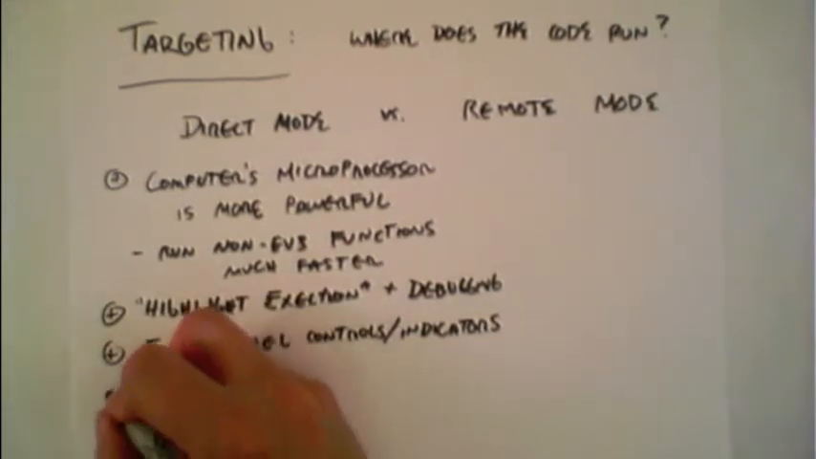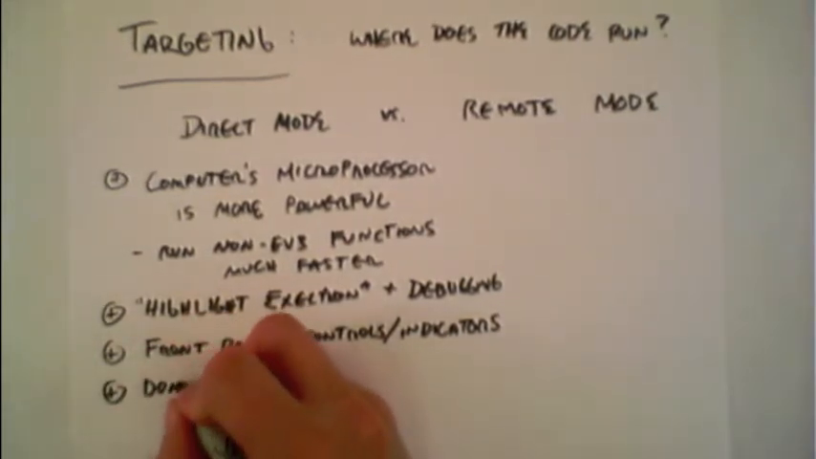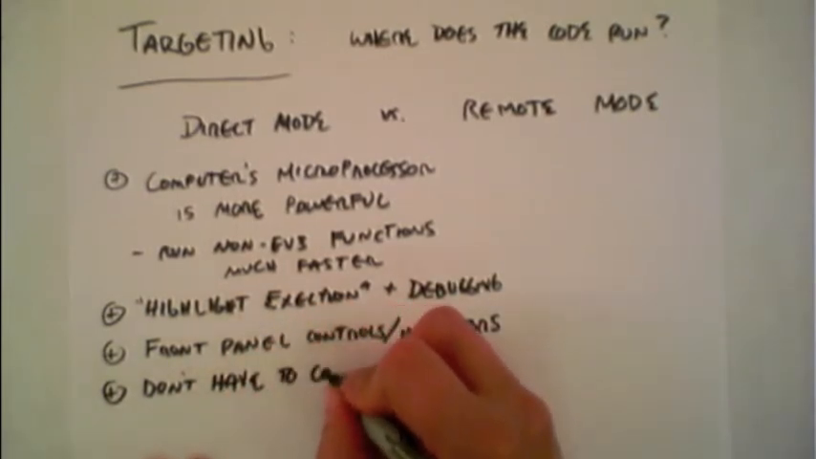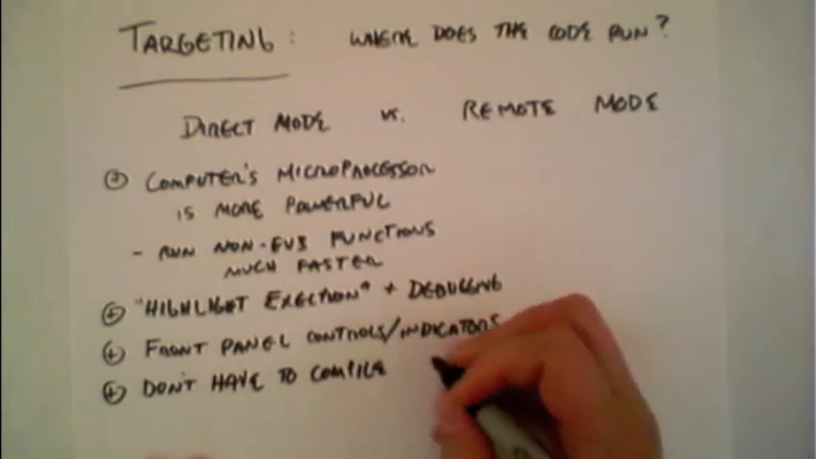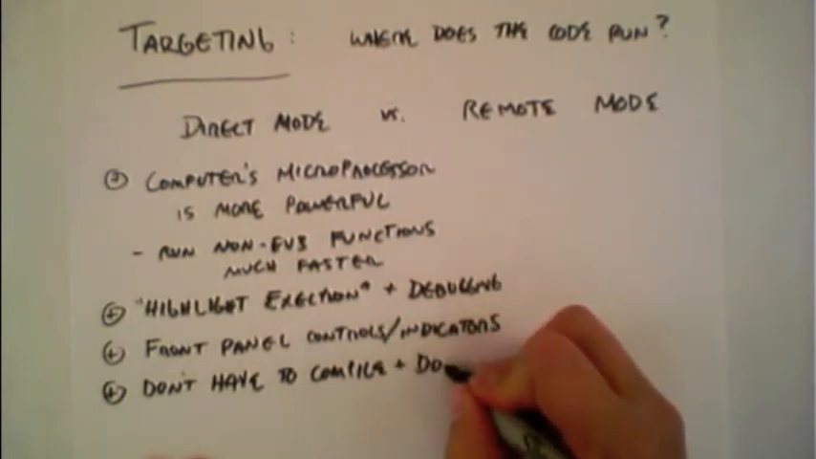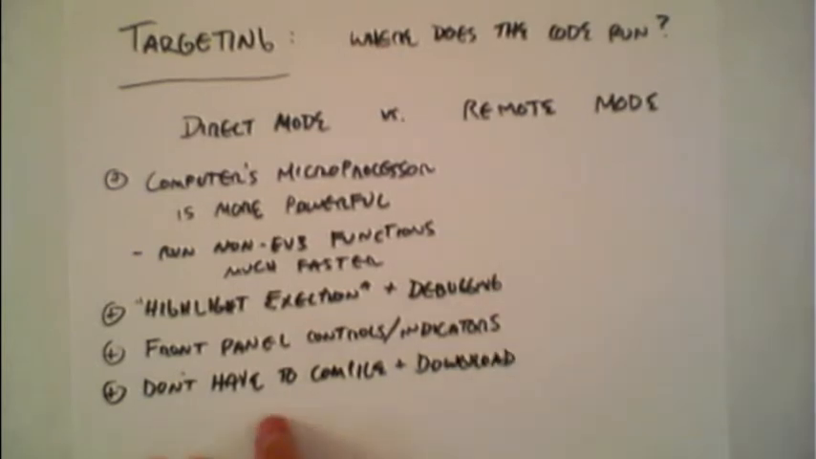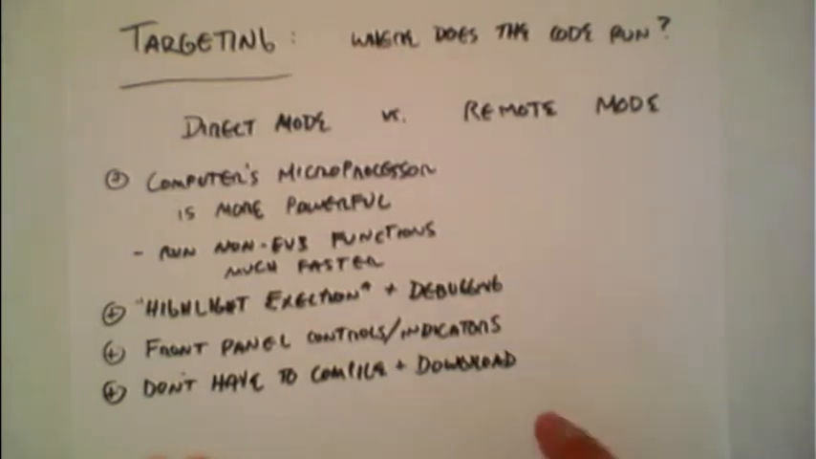And finally, you don't have to compile and download. This sometimes can take a while, and therefore it's faster when developing to not have to compile and download each time you want to test your code. This can speed up the iterative design process.